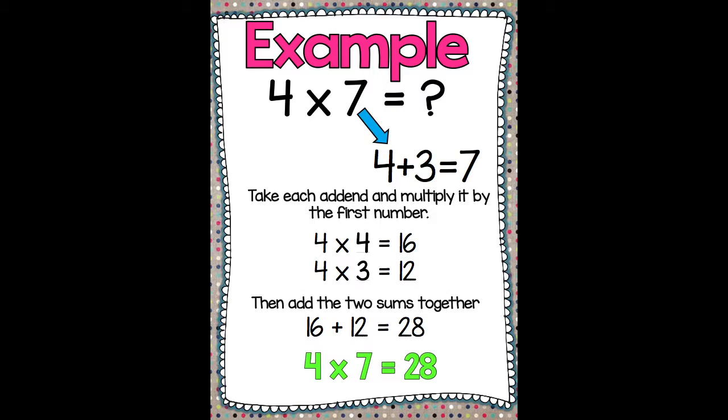4 times 4 equals 16. 4 times 3 equals 12. Then I simply add the 2 sums together. 16 plus 12 equals 28. Therefore, 4 times 7 equals 28.